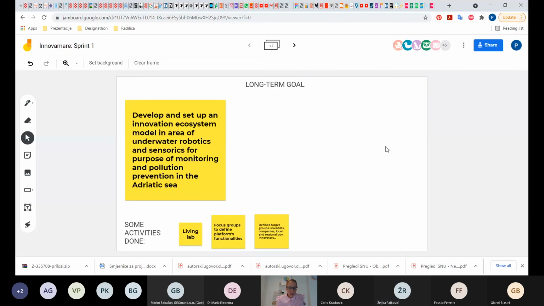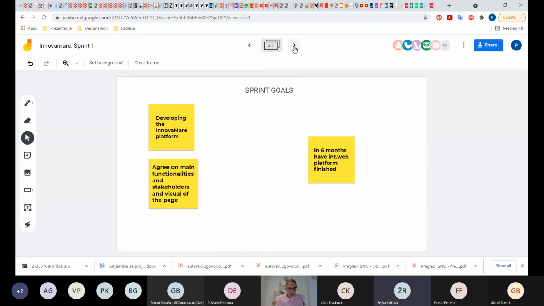So we did discuss the long-term goal. We need not go further. So the sprint goals, we did mention to agree on some main functionalities and stakeholders and visual of the page, and actually to set the grounds for developing the InnovaMare platform.